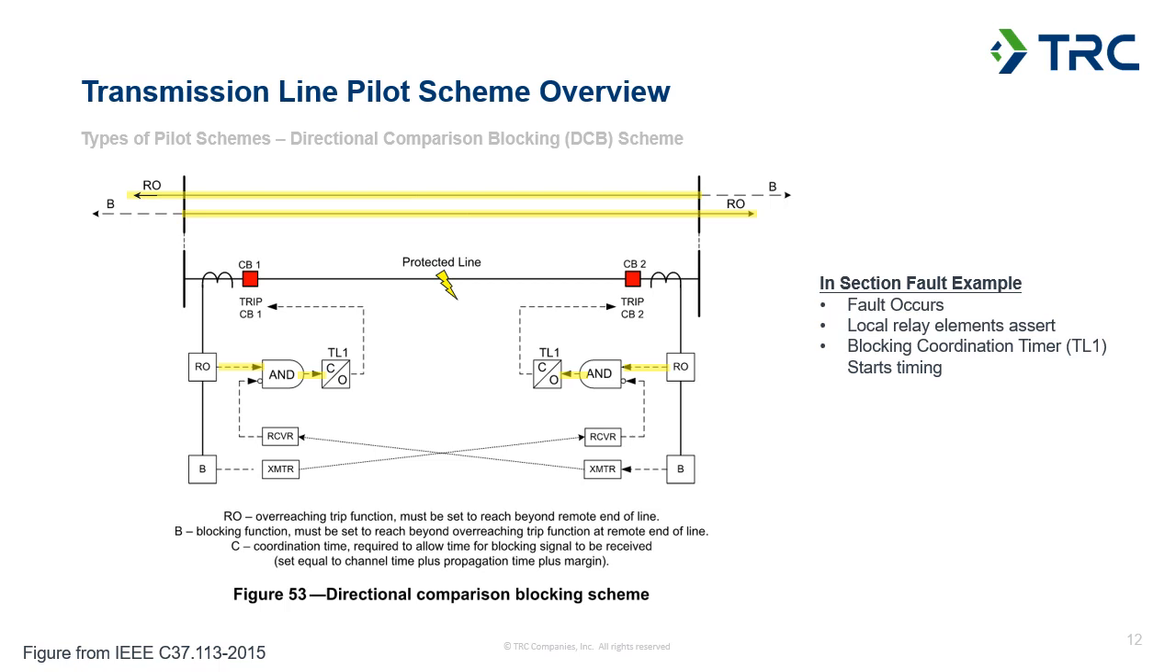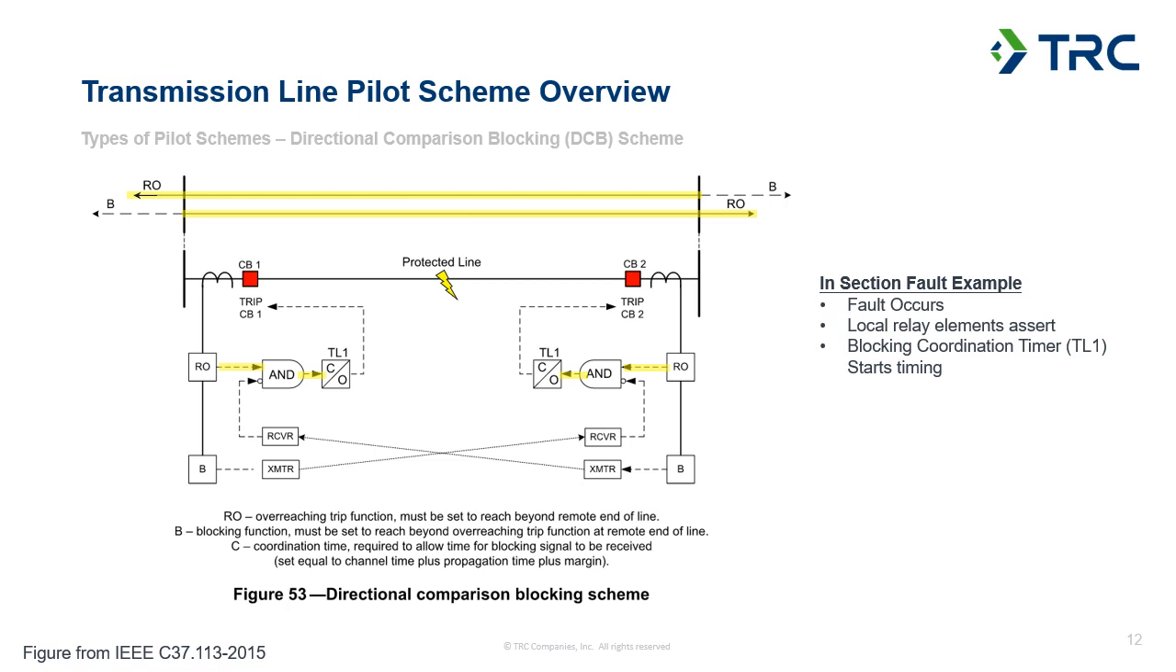So with just the overreaching element asserting and no block present, so the other portion of that AND gate is satisfied, the output of the AND gate will assert, and that will drive a timer, our blocking coordination timer, shown as TL1, and that's going to start timing. Because we have to wait to see if a block is received, we have to delay the scheme slightly, and this is usually 2 to 3 cycles, so it's a very short delay, even compared to some of our other scheme delays like the step distance scheme. It's still a very high speed type of protection.